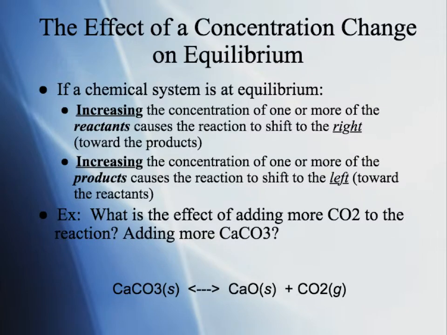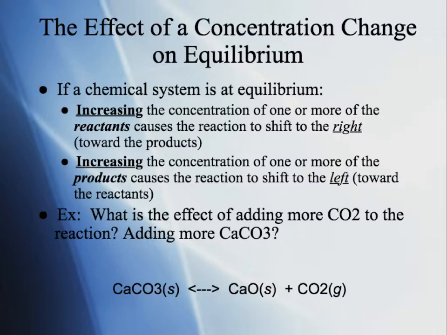So in summary of what I was just drawing on the last slide, if a chemical system is at equilibrium, increasing the concentration of one or more of the reactants causes the reaction to shift to the right, to make more products, to get rid of those reactants. Increasing the concentration of one or more products causes the reaction to shift to the left, towards reactants, to decrease those products that we just increased. So we want to find that happy balance again.